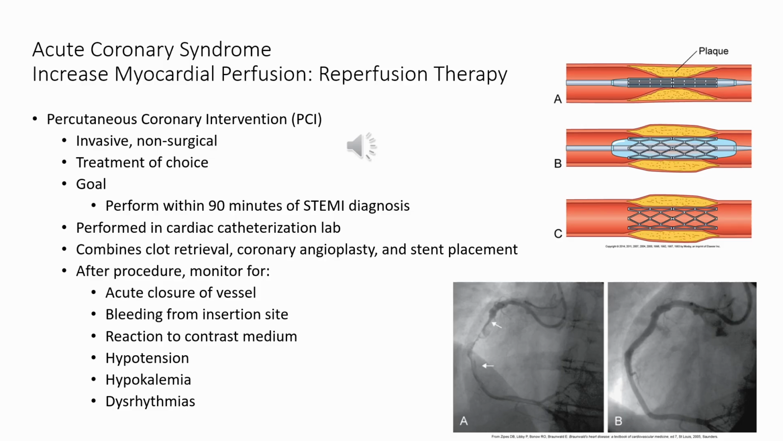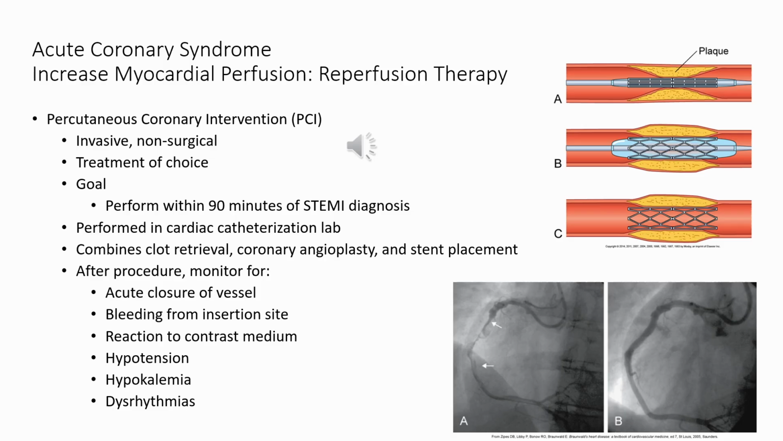We're also monitoring for bleeding at the insertion site. So if the sheath was inserted through the femoral artery, we're really going to be vigilant in watching for hematoma formation because we don't want this patient to bleed out. We're also going to be watching for any reaction to contrast dye. Patients can develop a reaction or even kidney issues, so we want to be sure to monitor their urine output and their renal function. We also want to monitor for hypotension and hypokalemia, both of which can occur post-procedure and may require IV fluids or electrolyte replacement.